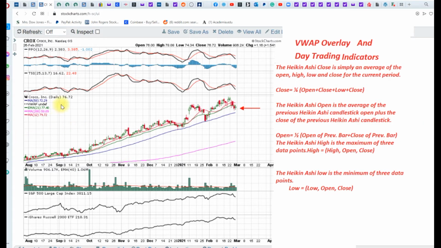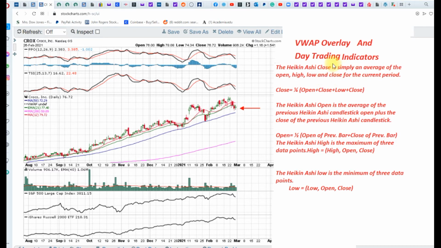Now, let's get to the VWAP overlay. It's a day trading indicator. Okay, it's not here yet, but it's still in the chart. We still got it stuck in here someplace.